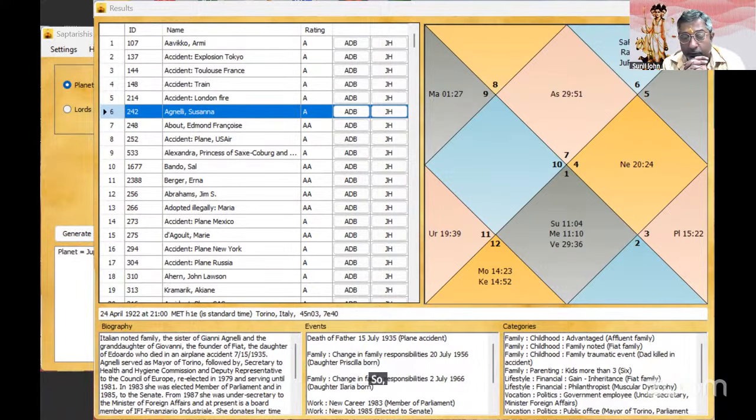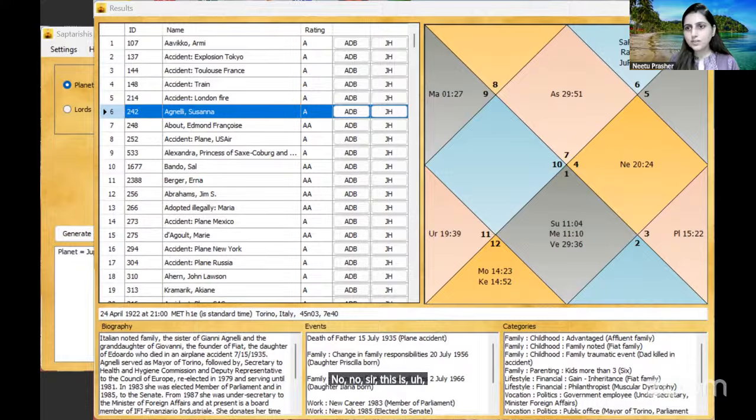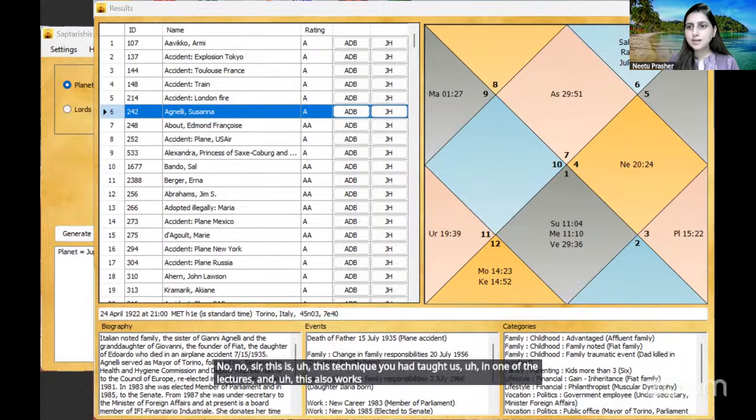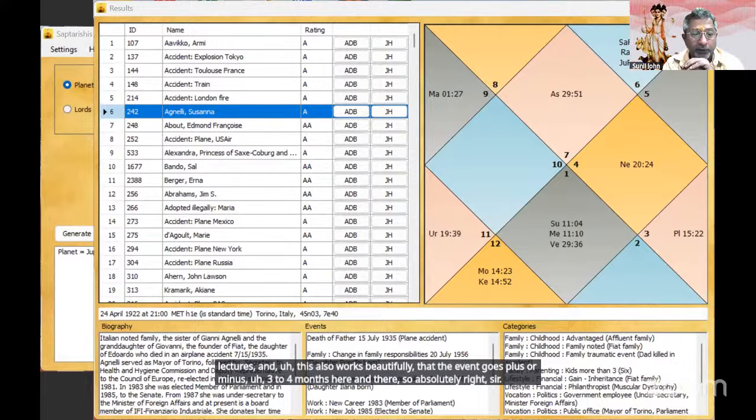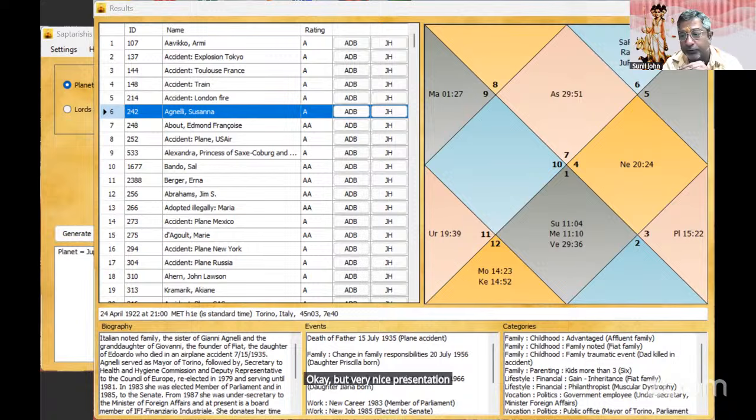No, no, sir. This technique you had taught us in one of the lectures, and this also works beautifully, that the event goes plus or minus 3 to 4 months here and there. So, absolutely right, sir. But very nice presentation. I'm quite sure people have benefited out of it.